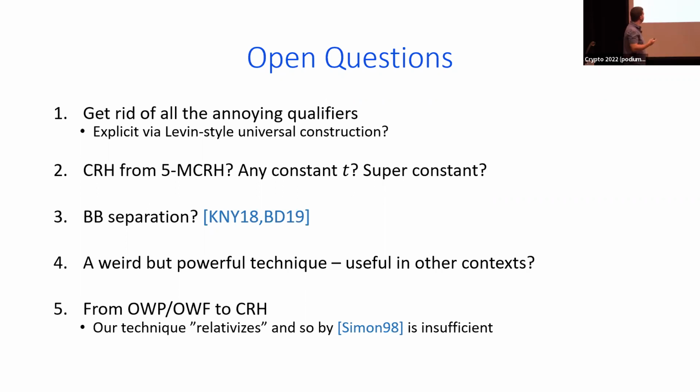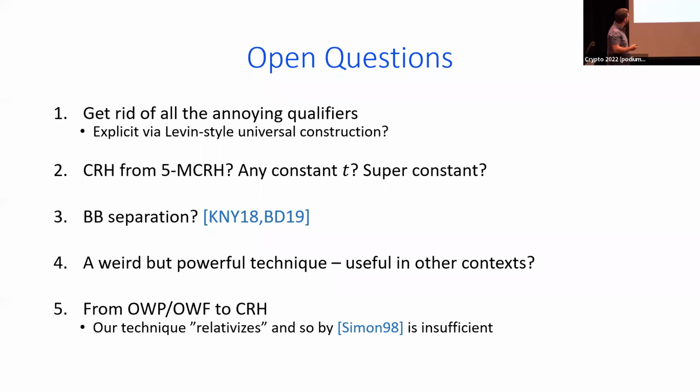As previously mentioned, if we start off with a five-way MCRH, we don't have to go to CRH. We can go to, I forget whether it's 4 or 3, but we can go all the way down to a CRH. So getting something for 5 would be fantastic. After that, we could try to handle larger constants and eventually even super constant values of t. That would be great.